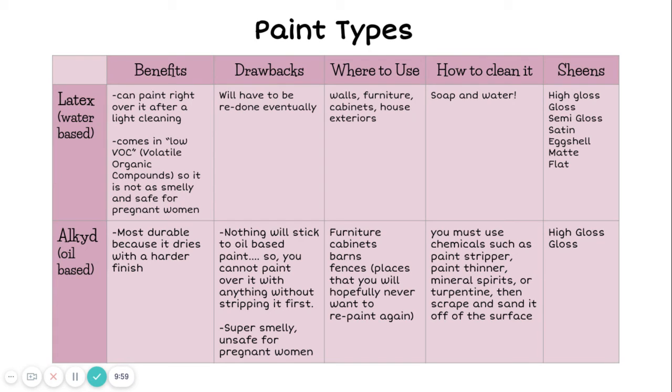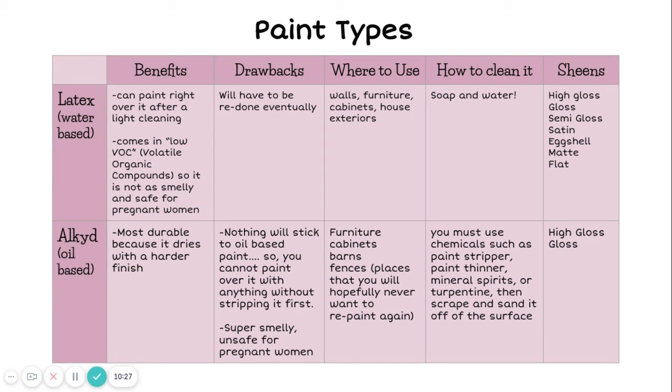Barns typically get painted in oil-based paint because they are usually something that's going to stay painted forever, and it's durable enough to do that. There's special barn paint at Lowe's, and it is oil-based all the time. Fences, for the same reasons as barns, basically places that you will never want to repaint again. It should be able to hold up for that long.